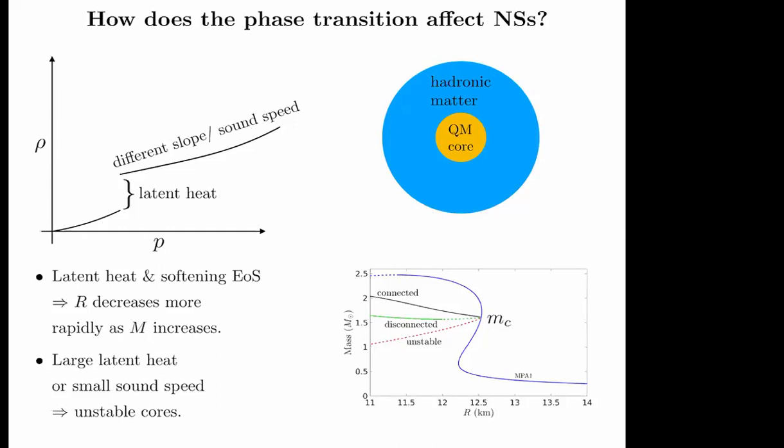And if that happens, then your MR curve should look something like what I've shown here on the bottom right. So this blue curve is a candidate nuclear equation of state, the MPA1 equation of state.